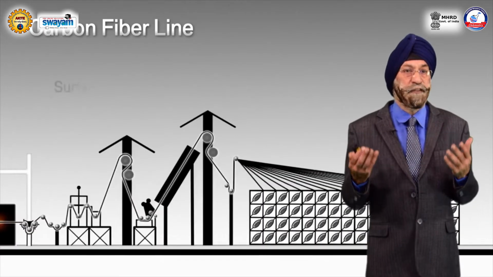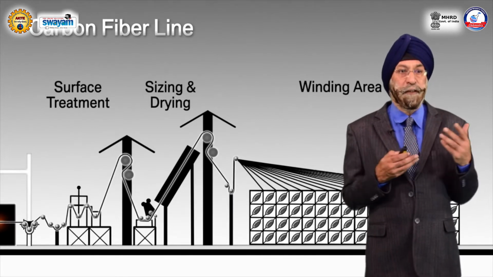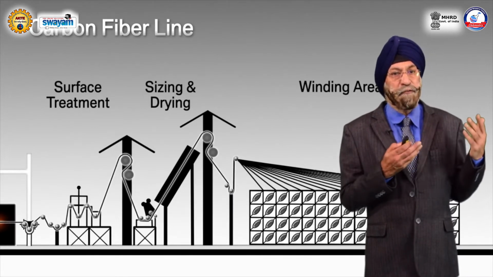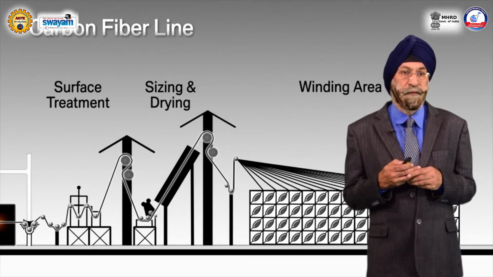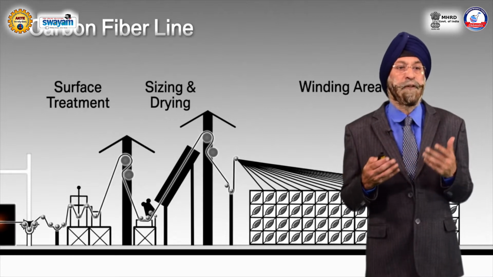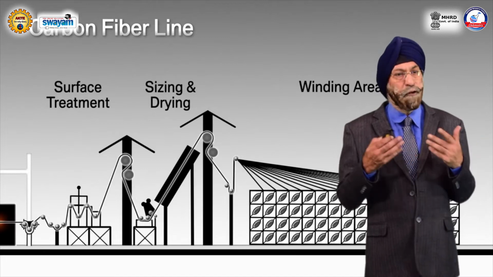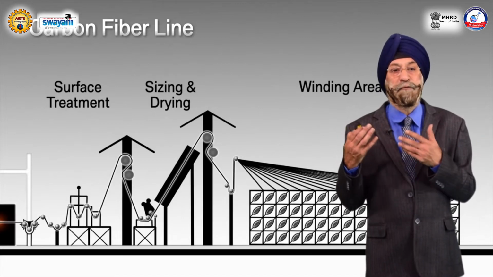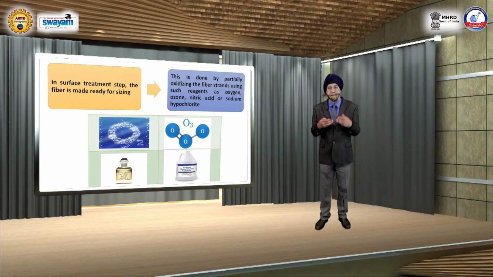Next comes the surface treatment. Before being molded into a commercial utility, the carbon fibers are coated with an organic material. This not only imparts durability to the fibers, but also prevents these from clumping. Coating of fibers comes under the purview of the next step, that is sizing. In the surface treatment step, the fiber is made ready for sizing.